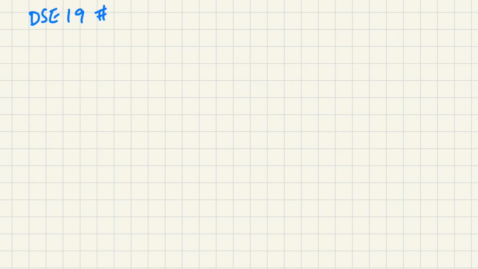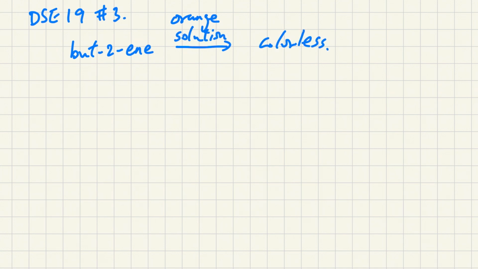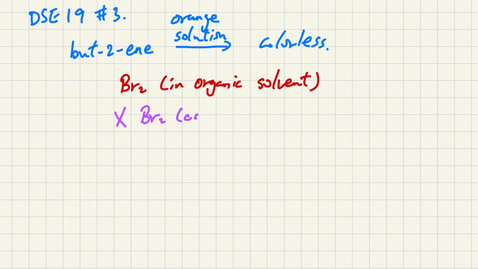2019, Question 3. Now, we have a balloon with built-in gas, and there is an orange solution. After they react, the orange solution becomes colorless. It is easy for us to predict that the orange solution should be bromine in organic solvent. Bromine aqueous is not accepted because in the question, they mentioned that the orange solution is organic.